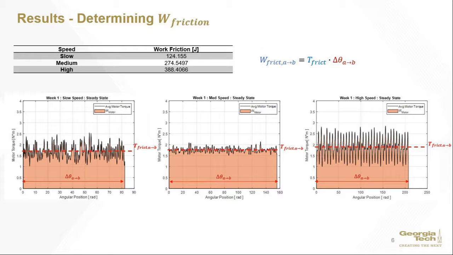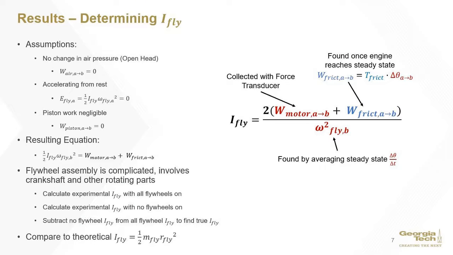Some assumptions were also made here, such as that the coefficient of friction was assumed to be constant under all the different RPMs. To calculate the moment of inertia of the flywheel, we had to make some assumptions to eliminate variables from the main equation. We assumed there was no change in air pressure in the system since the head was open. We accelerated the motor from rest until it was at steady state, and we treated the work from the piston as negligible, as we just proved.